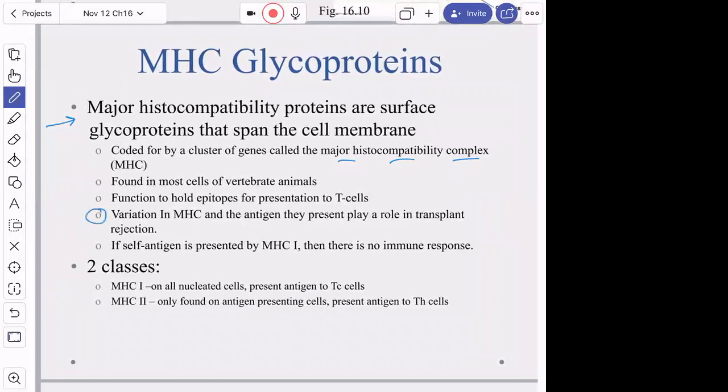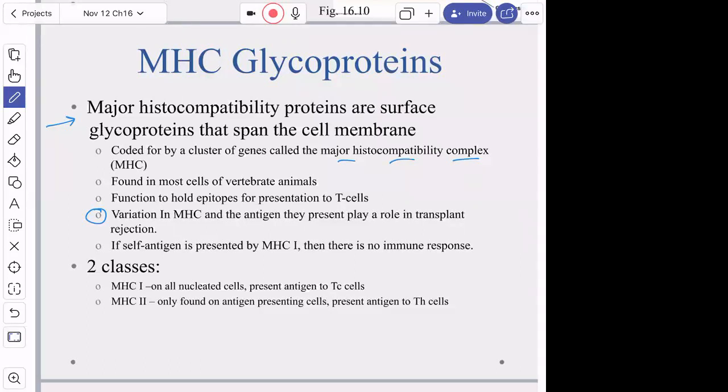This variation in MHC and the antigen they present play a role in transplant rejection. So basically these MHC genes are polymorphic. Is that the right word I'm looking for? Basically, we all have different forms of that gene. So in the general population, your MHC proteins match maybe like 1 in 500,000 of the general population. People you're related to are probably going to be a closer match. Polymorphism, I think that's the word I was looking for.